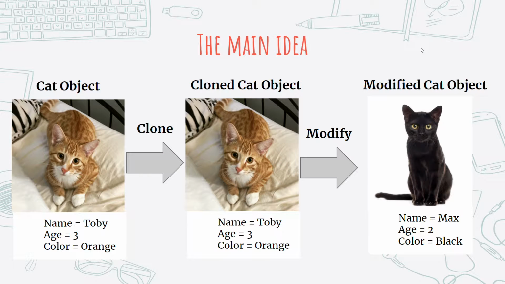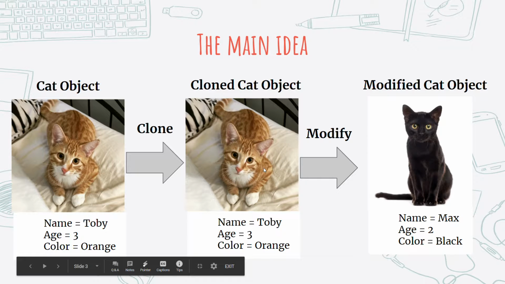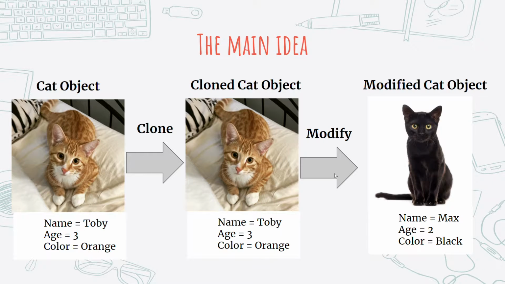So the main idea, again, of the prototype design pattern is that you start off with a default or prototype object. In our case, it would be this cat object here. You could say this cat has a name, Toby, age 3, and a color of orange. So instead of creating a brand new object, you would essentially clone this existing object, giving you two objects with the same variables and all that information, and then you would simply modify that cloned object.